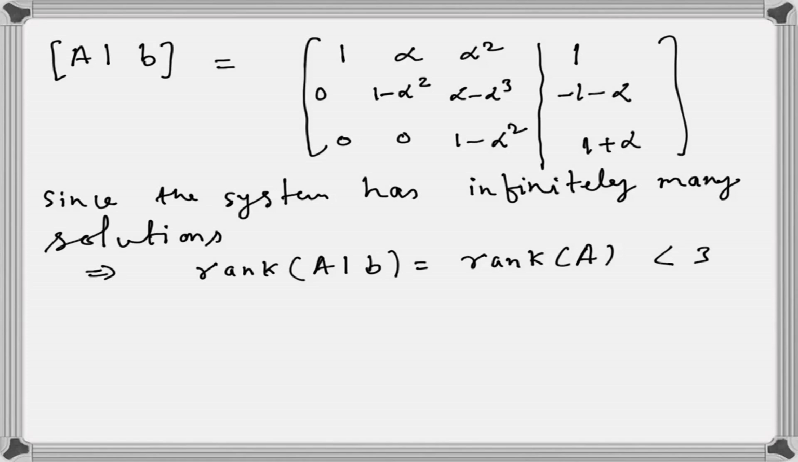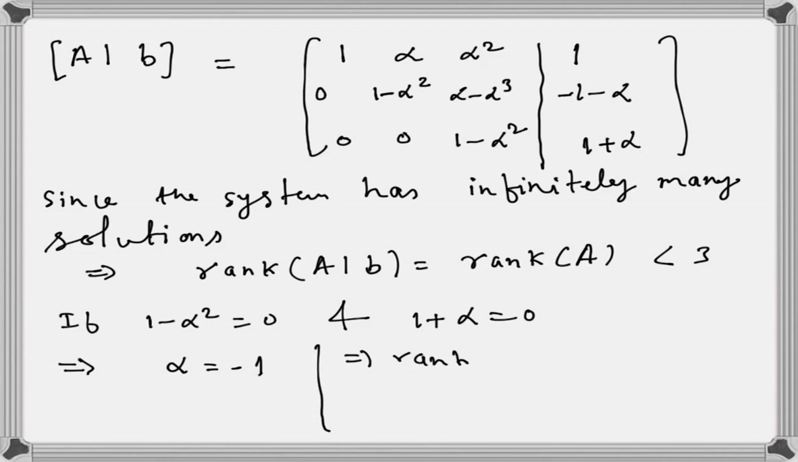The rank of the augmented matrix will be 2 if 1 minus alpha square is 0 and 1 plus alpha is equal to 0. If these two conditions hold together, then the third row of the augmented matrix is a 0 row, and the third row of A is automatically 0, and then the rank of A is equal to the rank of A augmented B, which is 2. Together these conditions imply that alpha is minus 1, and at this value, rank of A augmented B is equal to rank of A is equal to 2, less than 3.